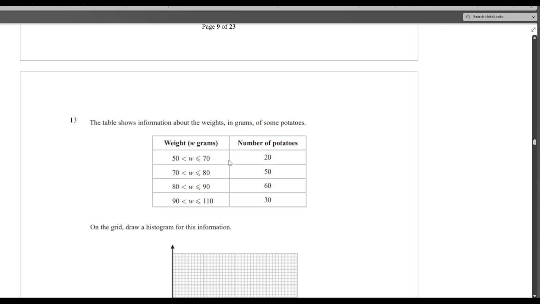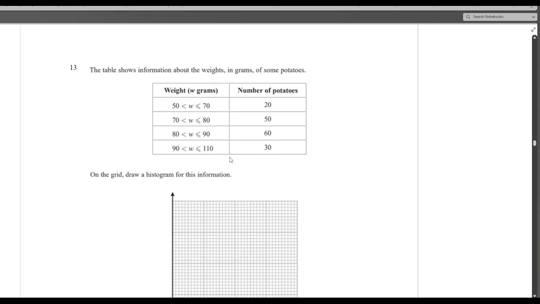Next question: the table shows information about the weight in grams of some potatoes. On the grid, draw the histogram for this information. To draw the histogram, I need the frequency density. To find the frequency density, we divide the frequency by its width. Here the width is from 50 to 70, which is 20, so 20 divided by 20 is 1. In the same manner I will calculate all the others.